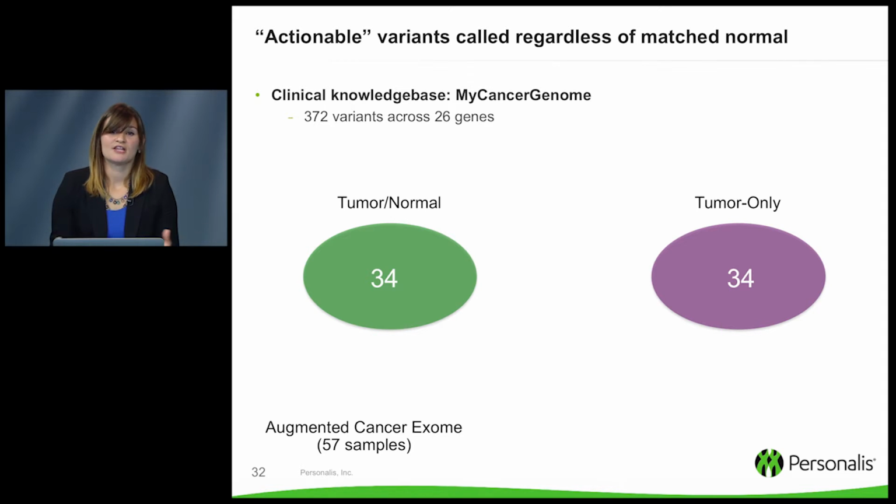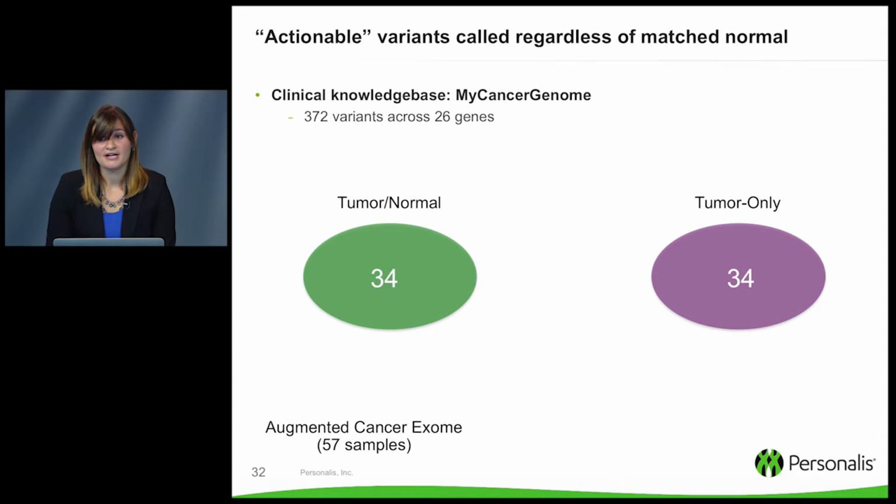So we've been looking thus far at all the variants called across our entire exome and our entire gene panel. But next, we wanted to see how tumor-normal and tumor-only analyses differ when we look at only those variants that are considered actionable. So our first approach to this was to use variants annotated in the clinical knowledge base My Cancer Genome, because they represent a highly curated set of variants with associated clinical information. So we searched for these variants in our results from both analyses. And across 57 samples sequenced on our exome, we discovered 34 My Cancer Genome variants using tumor-normal analysis and 34 such variants using tumor-only.